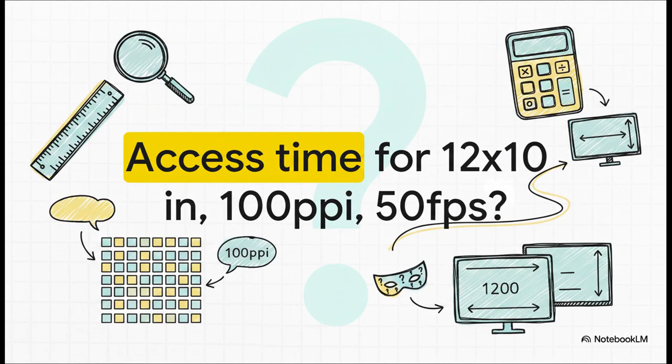Even if they threw you a curveball, like giving you screen dimensions in inches and pixels per inch, the core task hasn't changed at all. They're just wearing a different disguise. You just add one tiny extra step. Multiply the inches by the pixels per inch to get your total resolution. So 12 inches times 100 is 1200. 10 inches times 100 is 1000. Boom! Your resolution is 1200 by 1000. It's the exact same problem.